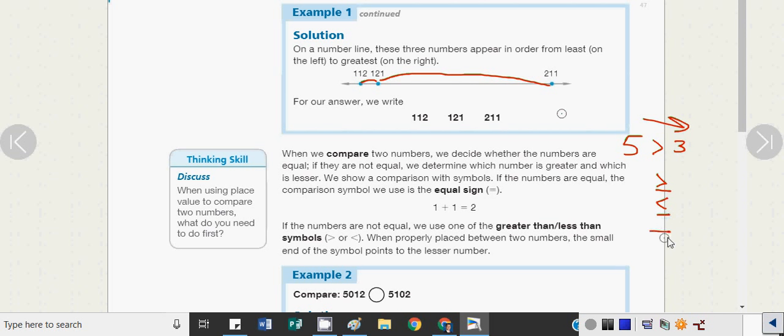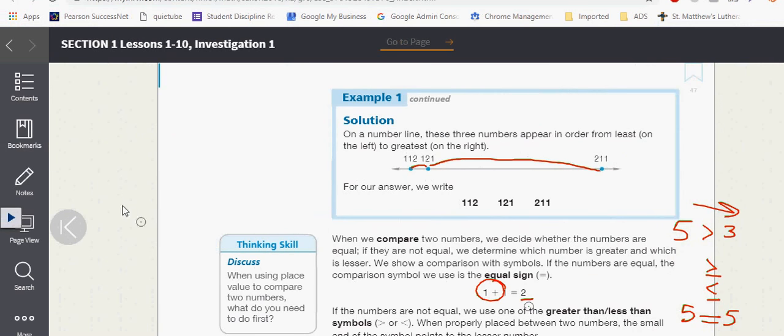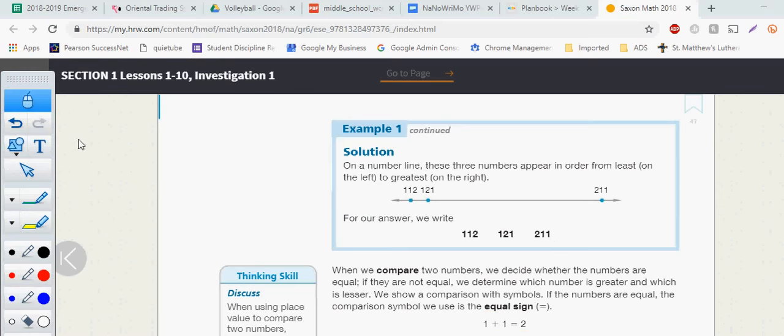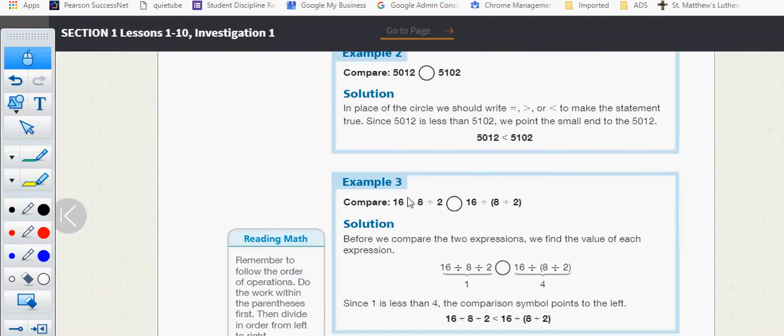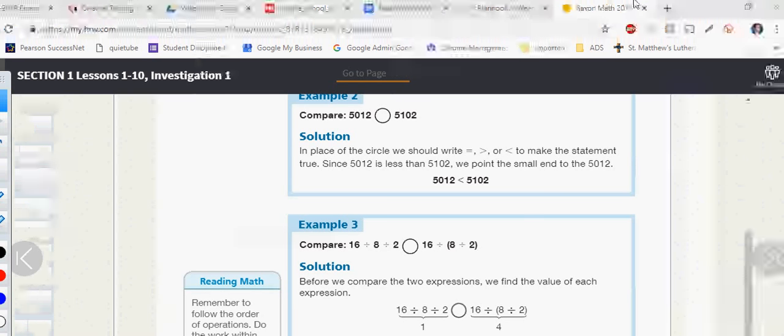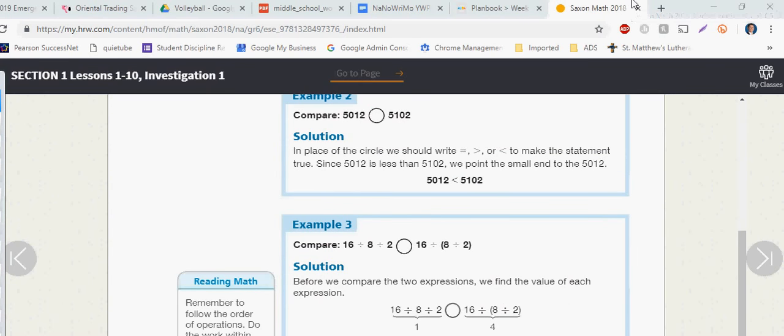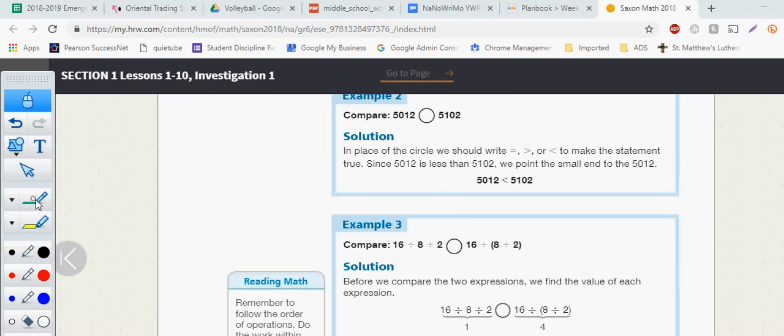And then of course there's the equal sign, but it doesn't have to just be numbers on each side. What if we made it a number sentence, right? 1 plus 1 equals 2. Simple enough. Can we do that with operations that have a little bit more to it, such as 16 divided by 8 divided by 2 compared to 16 divided by, with the associative property, parentheses here, 8 divided by 2? So how do we figure? Will that make the answer different, or will they still be equal?